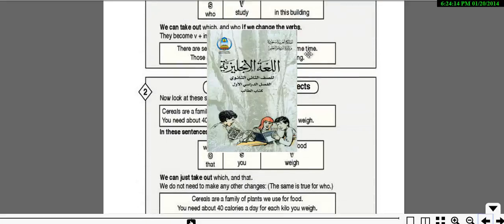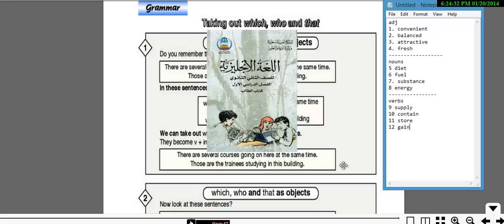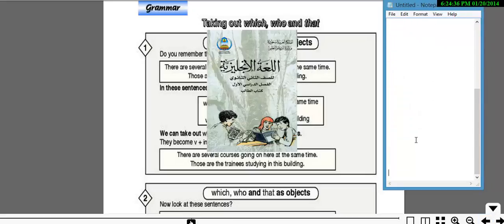As you can see on this page, there are two parts, part 1 and 2, and both of them are talking about some kind of conjunction word, let's say. Which, who, and that as subjects, and here as objects. Well, maybe it means that we want to use it in terms of subject, and maybe we want to use it in terms of object.